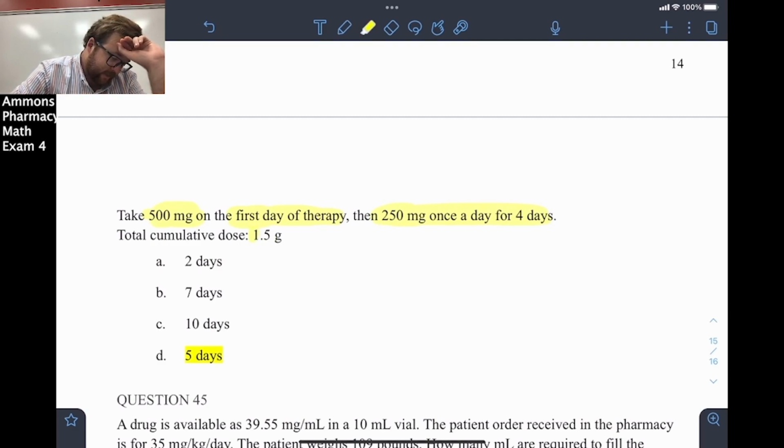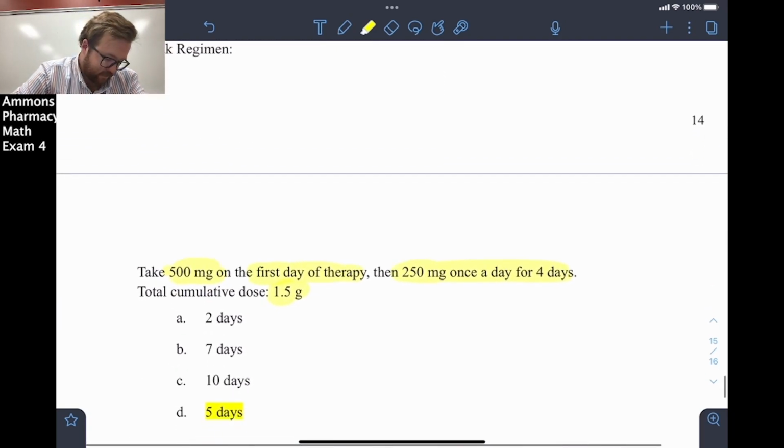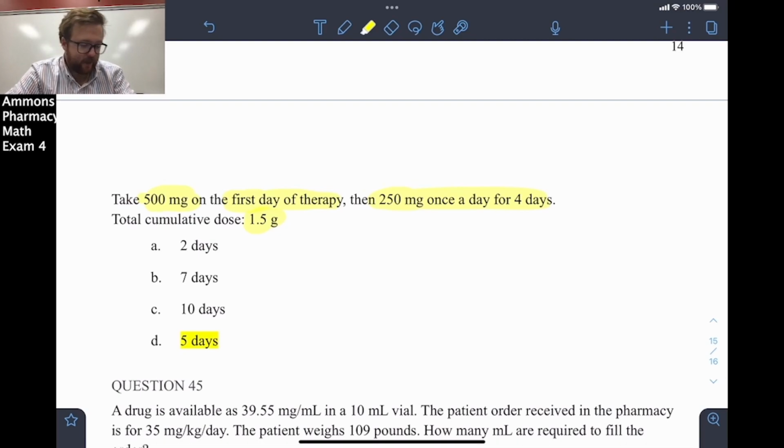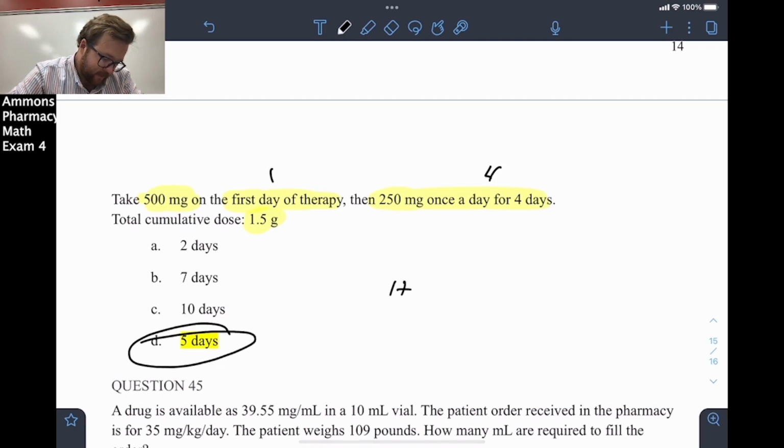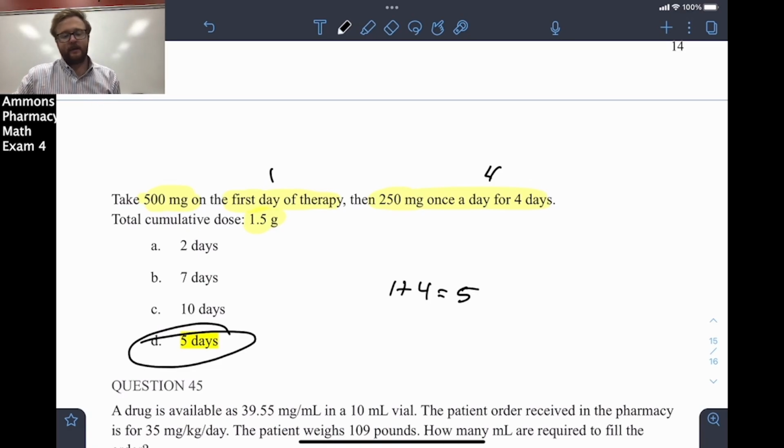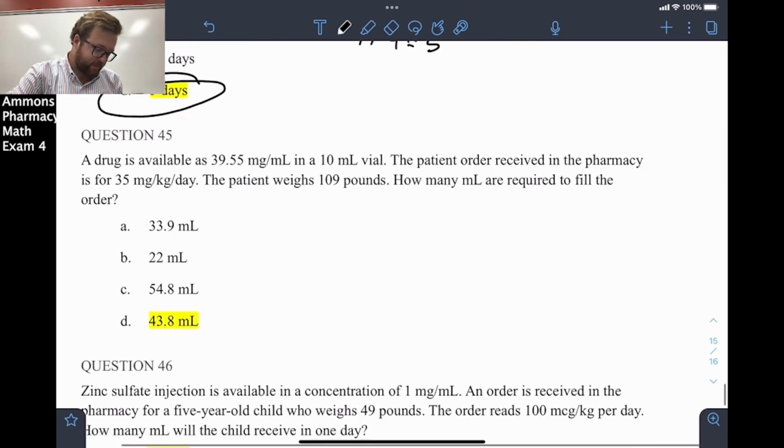But I'll tell you this right here, and I kind of felt silly when I typed this question because they're getting 1.5 grams, right? They're getting 1.5 grams over how many days? First day, and then for the next 4 days. So 1 plus 4 is 5. And that's how a Z-Pack works. I don't know if anyone has been prescribed a Z-Pack. You take 2 on the first day and then 1 a day for the rest. And it ends up being 5.